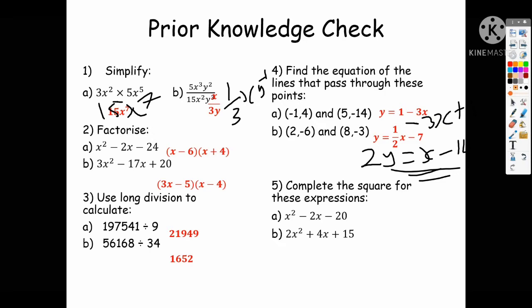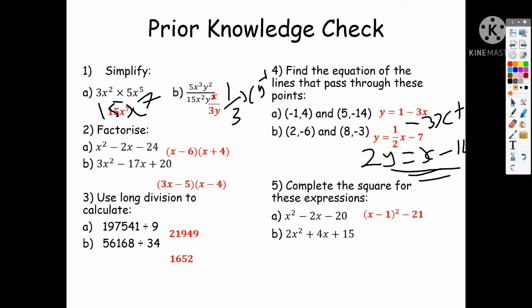And number 5, complete the square. So completing the square, you take half of the b, and you take away whatever it is squared, and then solve it. We have x minus 1 squared minus 21, and for that bottom one there, you get 2 lots of x plus 1 squared plus 13. Again, if you don't know how to do these, you need to go back to the relevant topics.